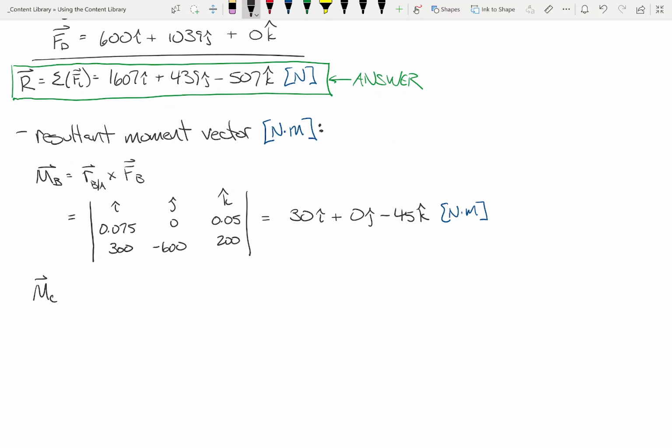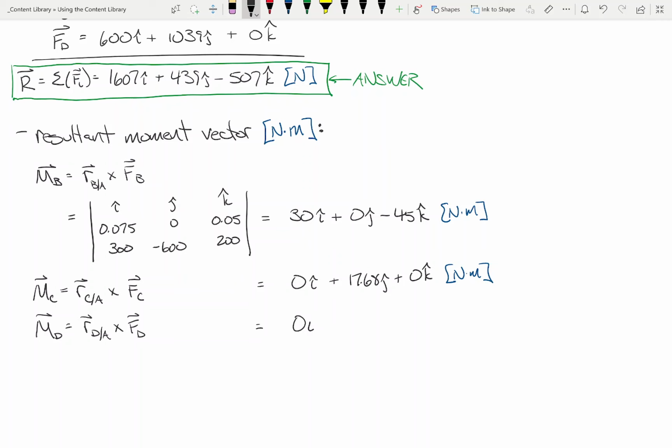So what do we do for the cross product of M and C, or of the force generated at C? We take the R vector, cross it with the F vector. Okay? And again, I hope that you just trust me on this. This ends up being 0I, 17.68J, and 0K. And then same thing with MD. That was C. And this one ends up being just 0I, 0J, and that.